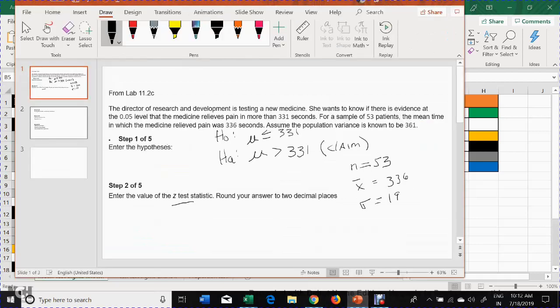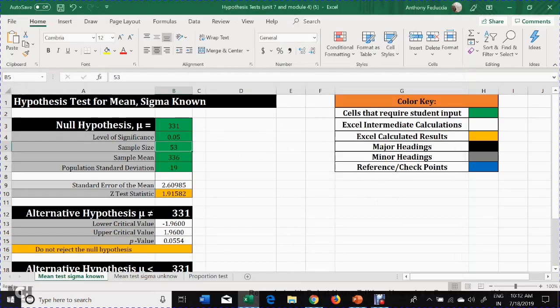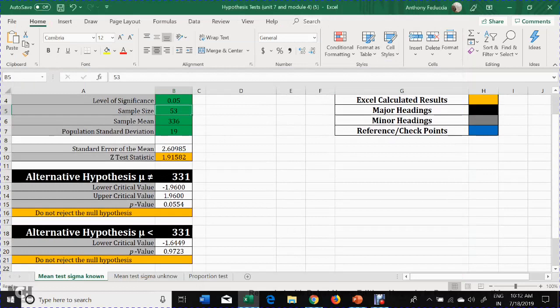And so that's step 2 here. Enter the value of the z test statistic. Round your answer to 2 decimal places. And we know that by looking at the entry here for the z test statistic. Then what it wants to know is what the critical value is and whether we're going to reject or fail to reject the null hypothesis.